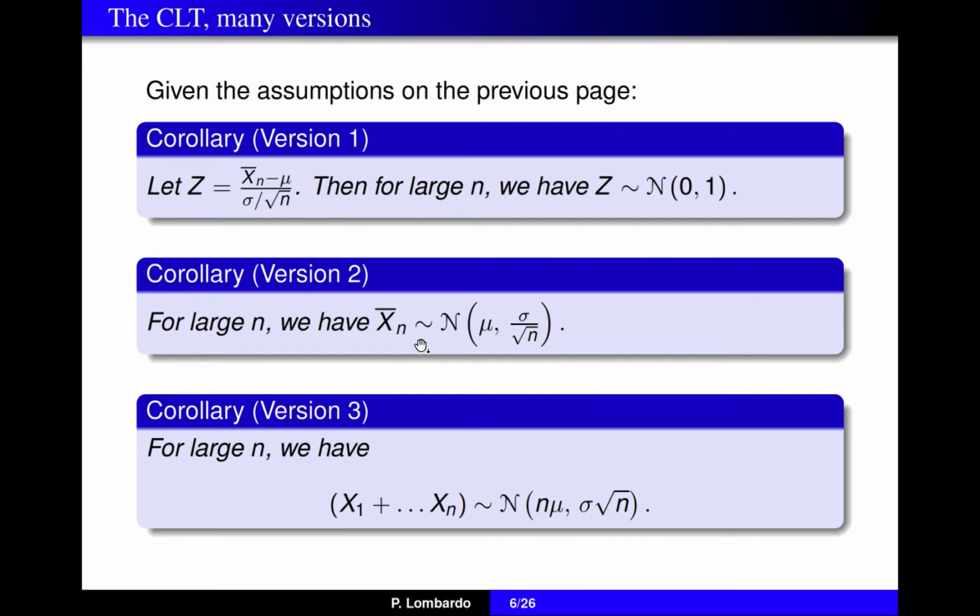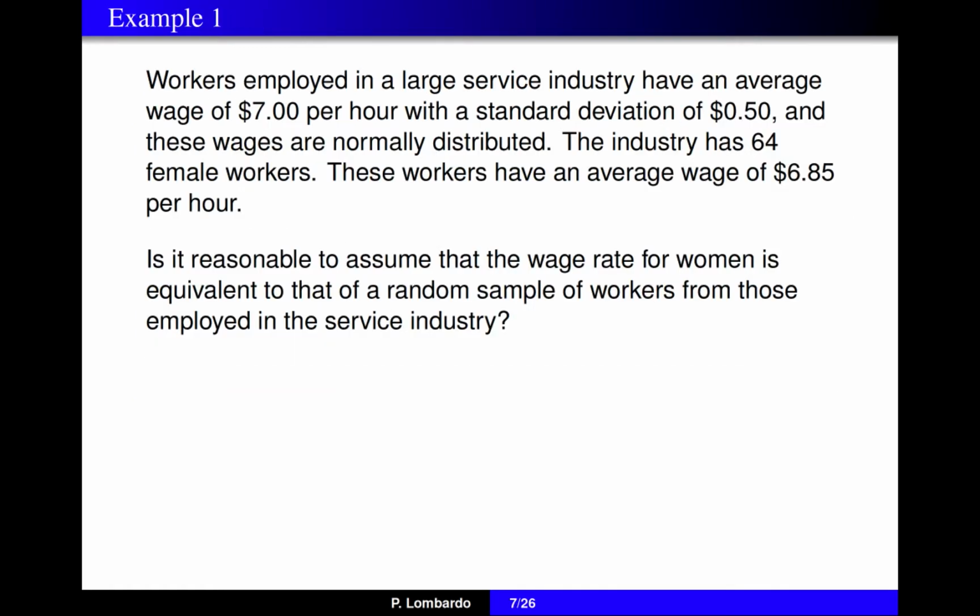A second version of this would just be that X bar itself has a normal distribution with a mean mu and a standard deviation of sigma over square root of n. The last version of the central limit theorem that we kind of talked about is that if rather than thinking of a group mean, we think of a group total, you can also write this as a normal distribution approximately, and then these are the appropriate parameters. We're primarily today going to be working with version 1 and 2. So let's consider a motivating example.